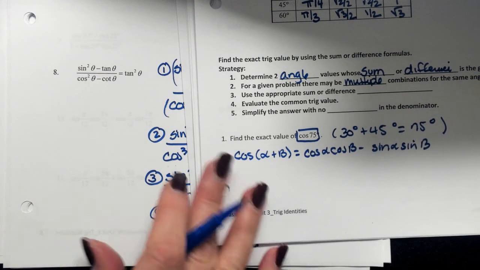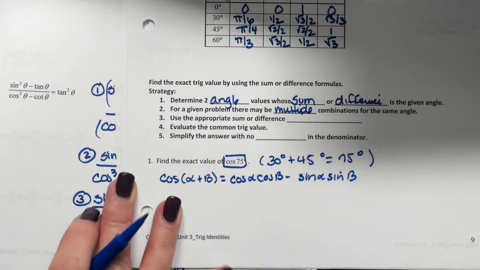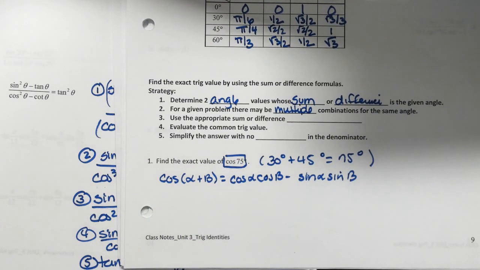It doesn't matter the order in which I add 30 and 45 together. Couldn't we say 45 plus 30 as well? Yeah. So remember, with these sum formulas, you may have written down on your paper 30 plus 45. Your friend may have 45 plus 30, but they're both going to be correct.